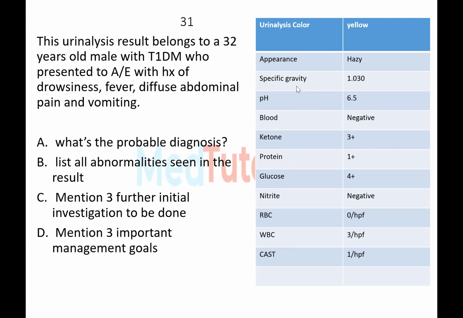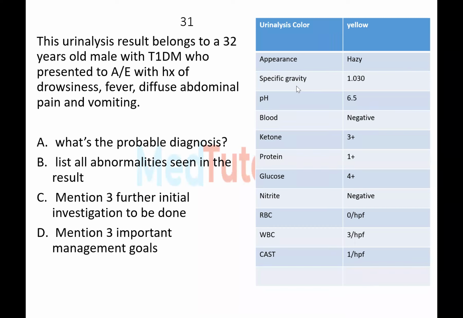Okay, so you have glucosuria as well. Protein is just barely 1 plus. So list all the abnormalities in the results. So I've said glycosuria, ketonuria, proteinuria. So that's 3, and the appearance is hazy. You can write that. Hazy appearance is not normal. WBC, some say 0 to 3, so maybe you will not put that as abnormal.